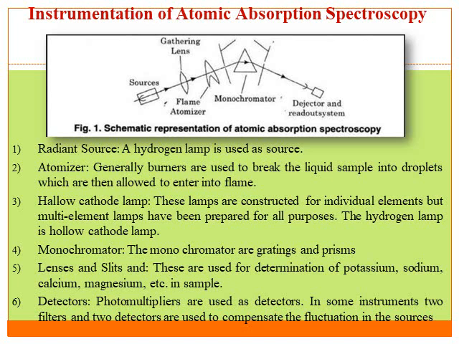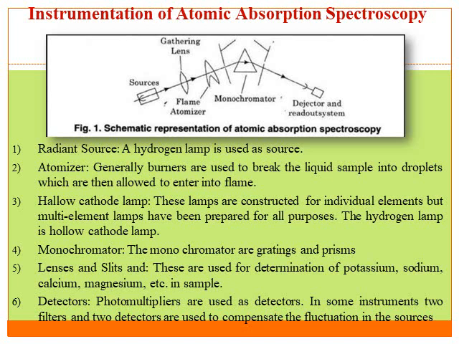Now the hollow cathode lamps. These lamps are constructed for individual elements, but multi-element lamps have been prepared for all purposes. So this multi-element lamp will detect different metal atoms, and monochromators are the gratings and the prisms put together, and the lenses and slits are used for the determination of potassium, sodium, calcium, magnesium. It is suitable especially for sodium, potassium, and you can even detect calcium and magnesium with the help of atomic absorption spectroscopy.